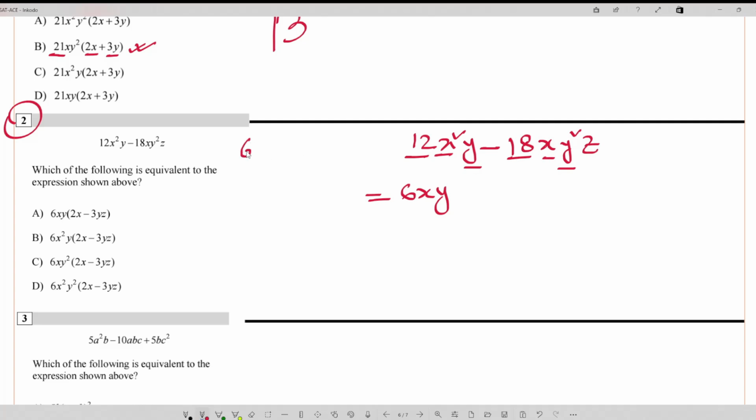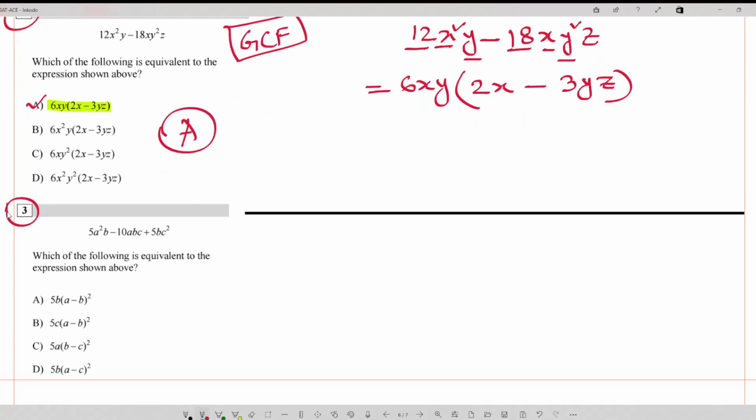We have to find the GCF, the greatest common factor. So now look, 12 divided by 6 is 2, x square divided by x will be x, y out; minus 18 divided by 6 should be 3, x out, y square divided by y will be y, and z. So which is the common thing? Here 6y times (2x minus 3yz) is the common thing. So our right answer is number A.